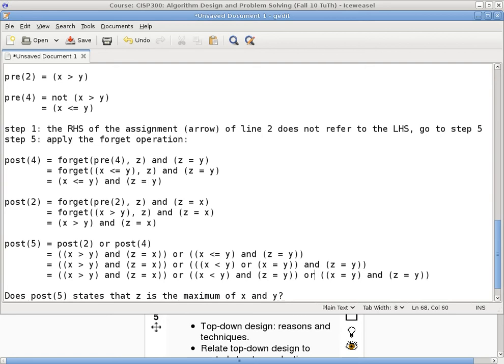Now the derivation is kind of important, but the more important point is why are we doing this? The reason is that without using a single trace, a single test case, by deriving post 5 from pre 1, I have just proven this algorithm is correct. Period. You can try any combination of x and y, and it is guaranteed that z will be the maximum of those two. Is that significant?